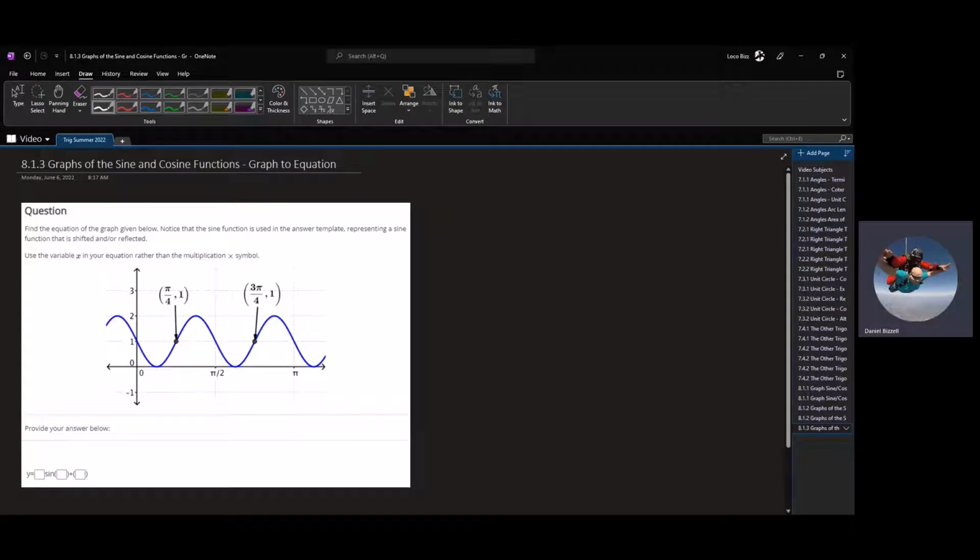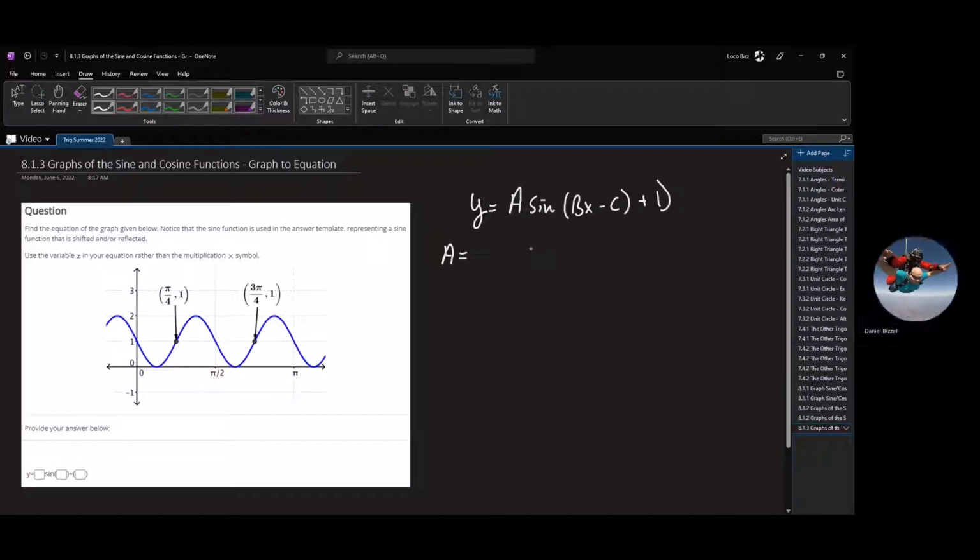This question wants us to use the graph to fill in the information below about this sine function. So in other words, we're going from graph to equation. The general form of these sine equations is y is equal to a sine of bx minus c plus d. So in other words, we need to know what a is equal to, what b is equal to, c is equal to, and what d is equal to.